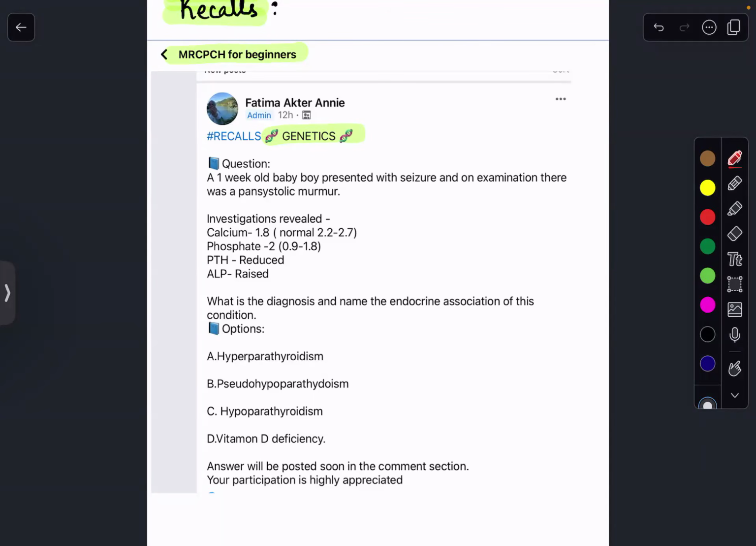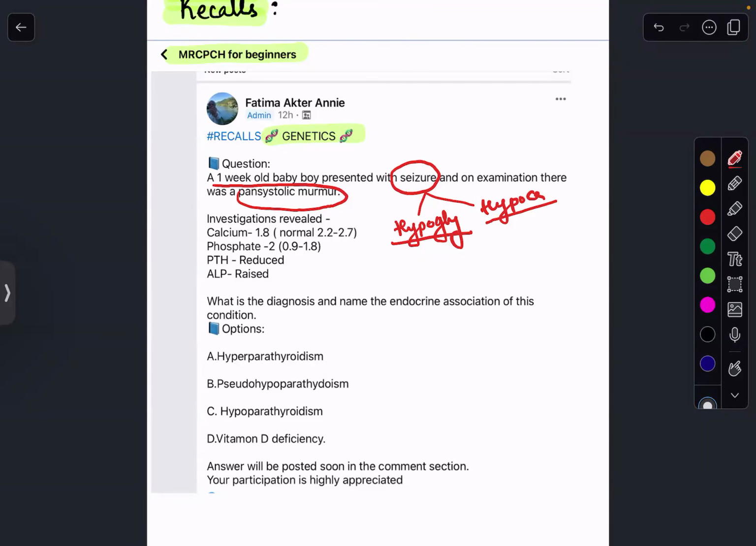So we have a 1 week old baby boy presenting with seizure, and on examination there was a pansystolic murmur. Whenever a neonate presents to us with afebrile convulsion, that is one attack of afebrile convulsion, we'll have to keep two things in mind. Either it is due to hypoglycemia or it is due to hypocalcemia. So we don't know yet. We'll be discovering it more. So either the seizures are due to hypoglycemia or hypocalcemia.